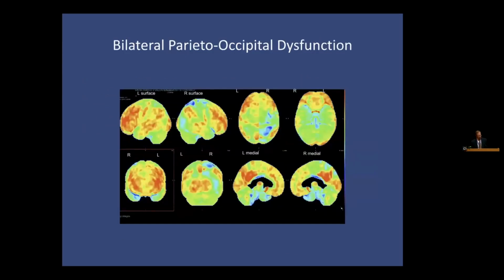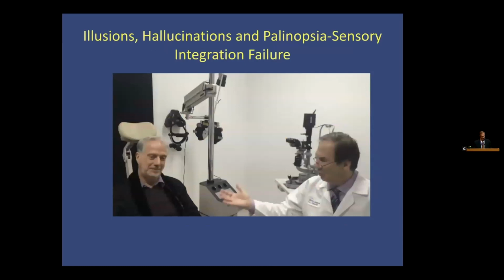And she did in fact have diffuse Lewy body disease with a PET scan done here showing bilateral parietal occipital dysfunction, showing that this area is very important for us to coordinate our eye movements to understand what we're looking at. And then this is the final case in which vision needs to be integrated into the whole picture.